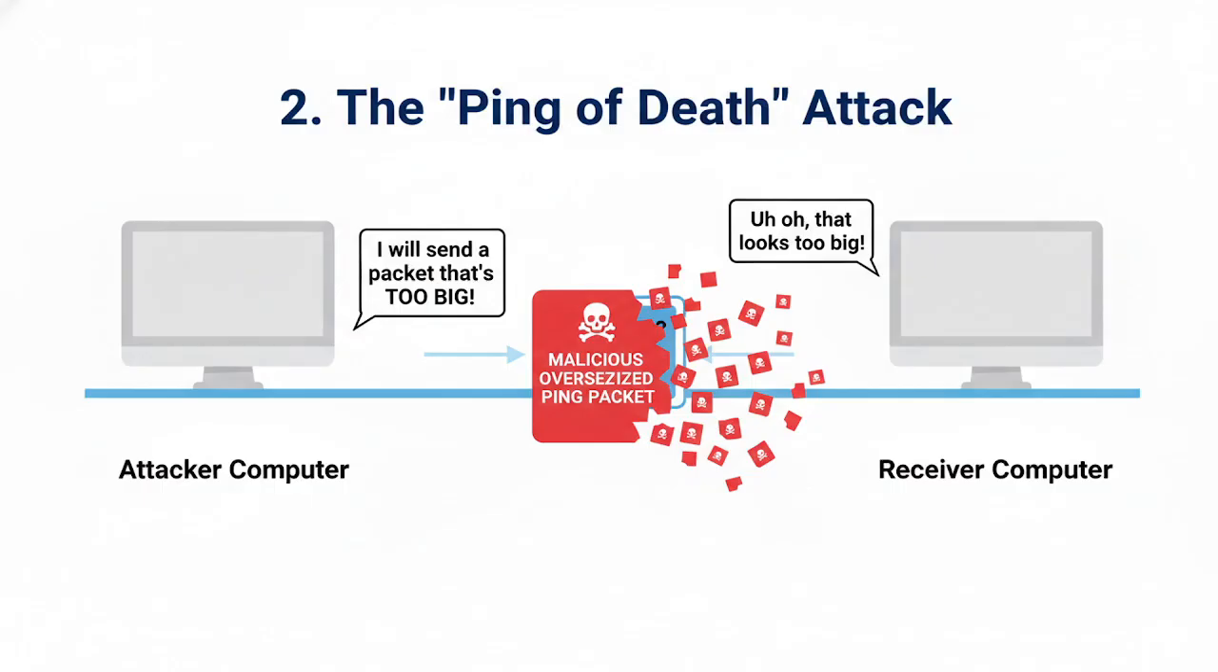As it travels towards the receiver computer, it often gets fragmented into smaller pieces to traverse the network. When the receiver computer tries to reassemble this too big packet, its internal mechanisms become confused or overwhelmed. The receiver's thought bubble, oh, that looks too big, highlights its struggle. This could lead to a crash, freeze, or reboot of a vulnerable system, demonstrating the denial of service.